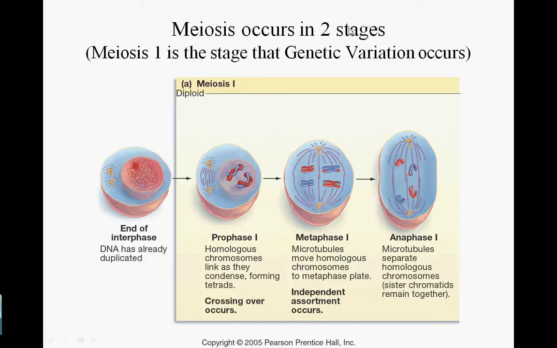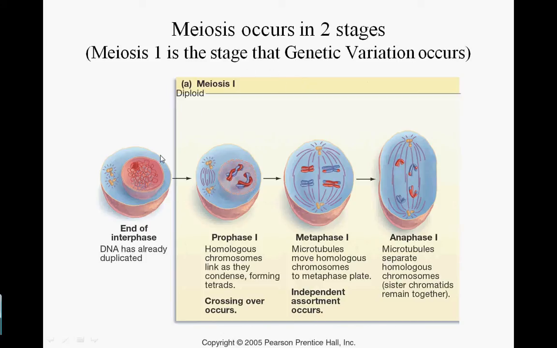Meiosis occurs in two stages. Meiosis 1 is the stage that genetic variation occurs. So this is how you may have brothers and sisters and you don't look exactly alike, even though you may have both the same parents. The reason why you don't look alike is because of genetic variation. So there are two main causes of genetic variation. And remember, meiosis is broken up into two stages.